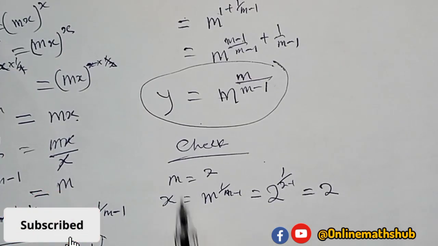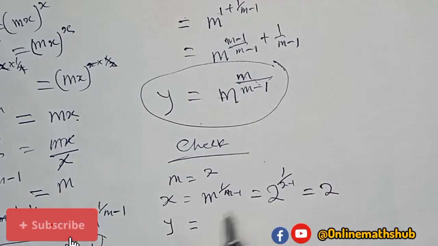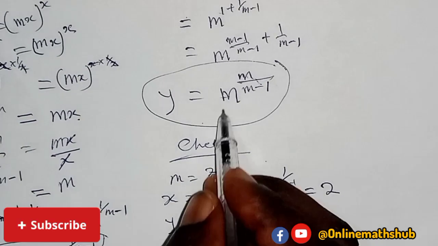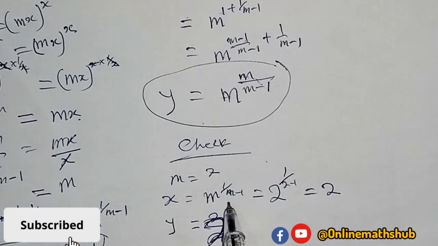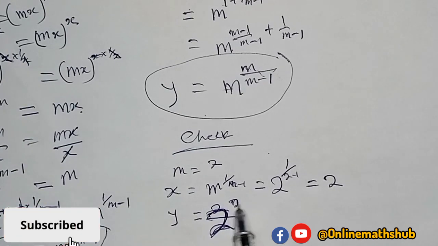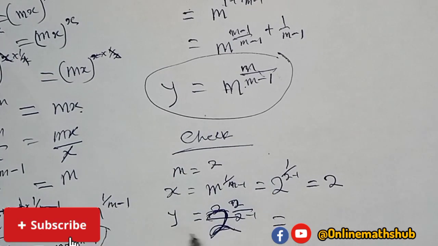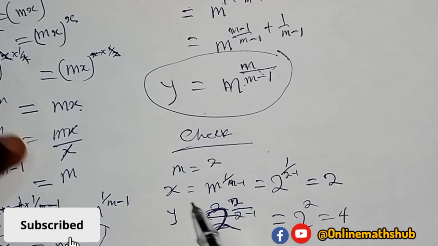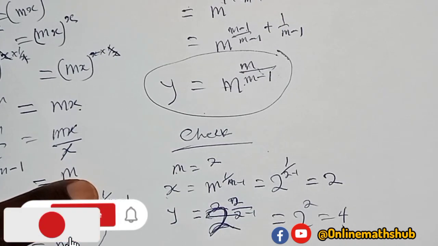And then of course my y is also going to be, this is my y right there, 2 raised to power, and then m is right there, this is 2 also, divided by 2 minus 1, which is actually 1. So this is clearly 2 raised to power 2, which is 4. You can see that my x is equal to 2, and my y is equal to 4 when my m is equal to 2.